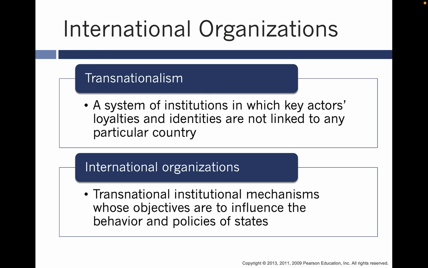Transnationalism is a system of institutions in which the key people, loyalties, and identities are not linked to any particular country, which I think is very hard to do. And then international organizations are transnational institutional mechanisms whose objectives are to influence the behaviors and policy in states.